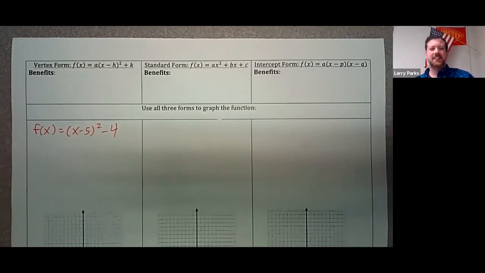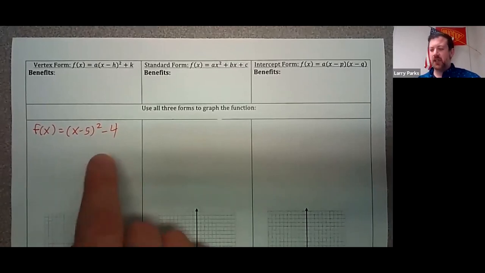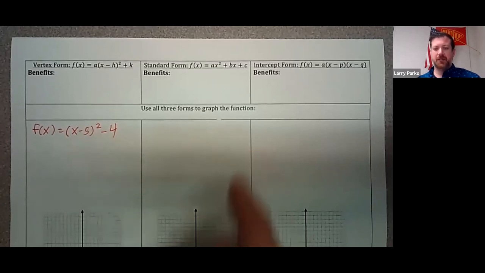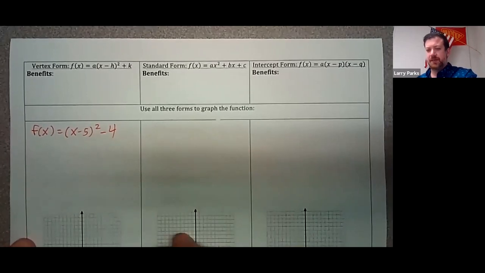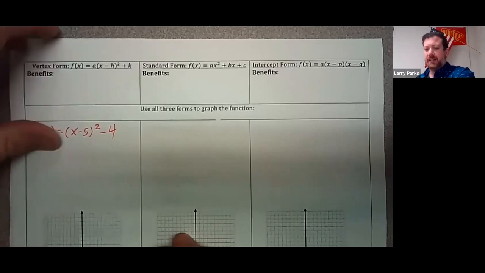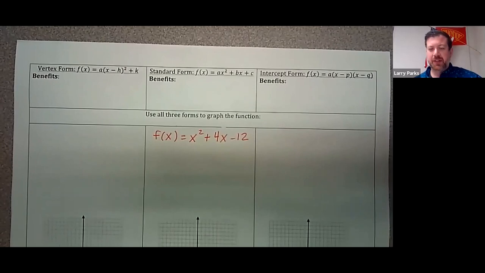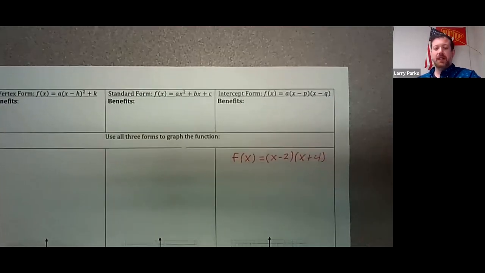So let's start off with vertex form. And so to kind of give you an overview, we're going to start off with the problem in vertex form, and we're going to do both forms. And then we're going to start with the problem in standard form and find both forms and then graph it. And then we're going to start off with intercept form and find both forms and graph it.